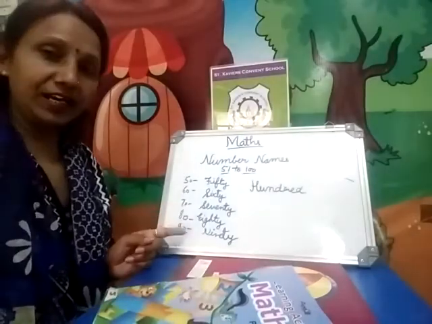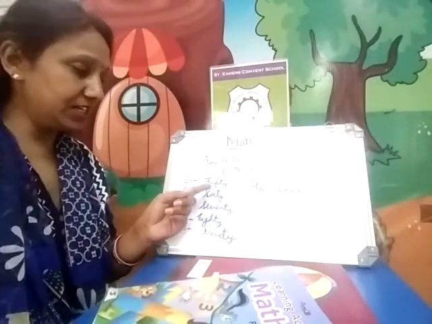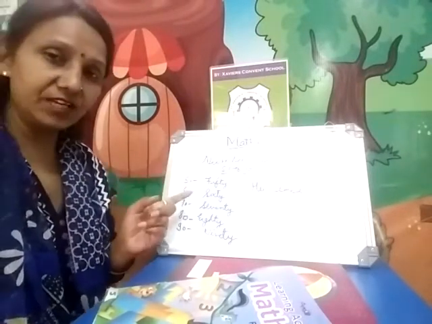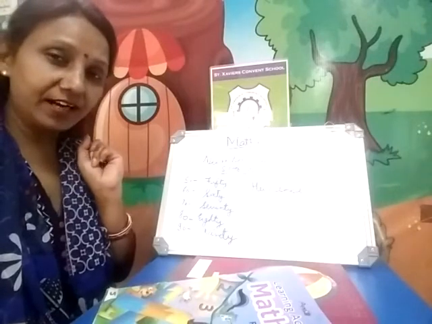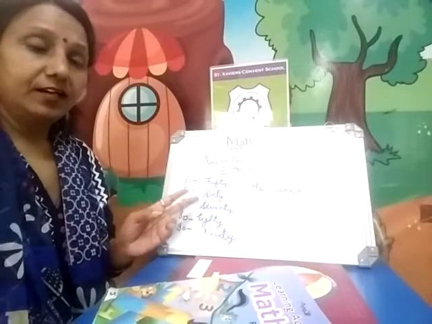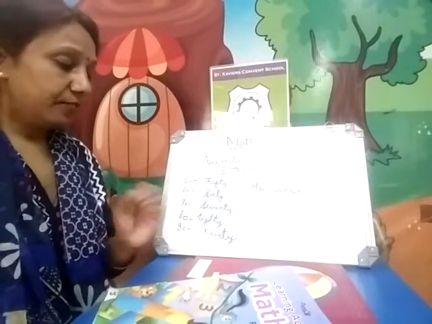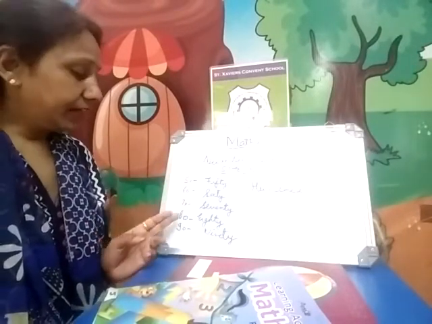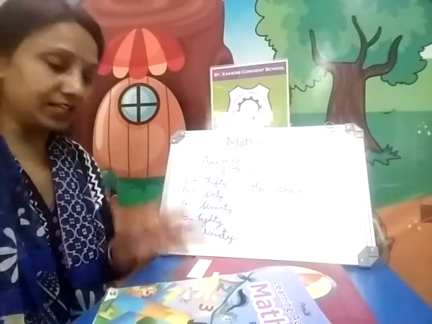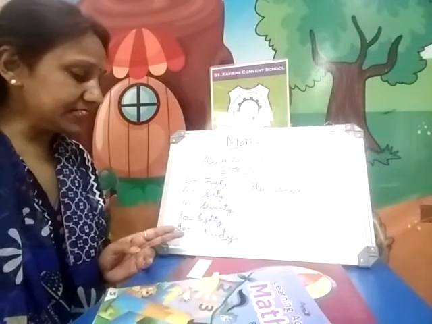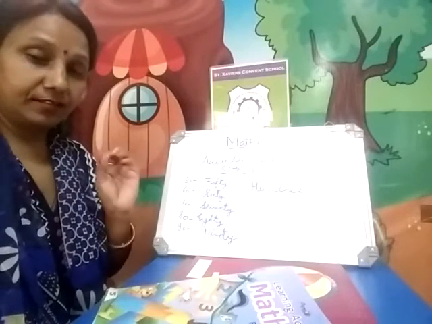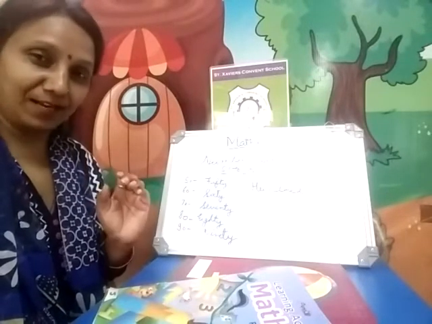First you learn these spellings like this. F-I-F-T-Y, 50. Read and write 5 to 10 times. Then after, spelling of 60: S-I-X-T-Y, 60. Read and write 5 to 10 times. Spelling of 70: S-E-V-E-N and T-Y, 70. 5 to 10 times read and write. Spelling of 80: E-I-G-H-T-Y, 80. Read and write 5 to 10 times. Spelling of 90: N-I-N-E-T-Y, 90. Read and write that 5 to 10 times.